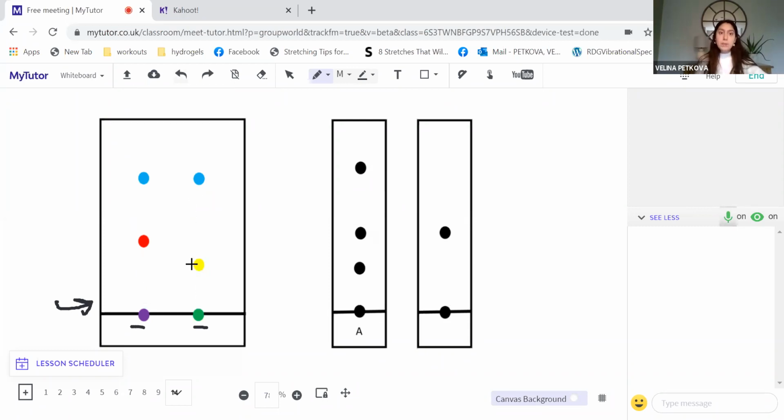Okay, so paper chromatography not only allows us to see the different compounds in a mixture, but it also allows us to decide which two mixtures have the same compounds in them. Okay, so as we can see, both of these contain blue dye. So let's talk about how we work out our RF value.